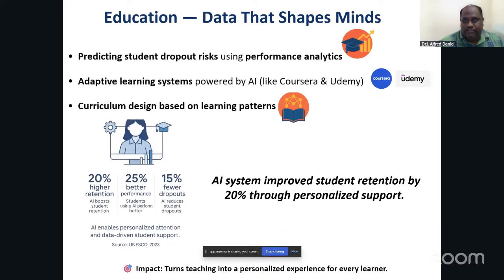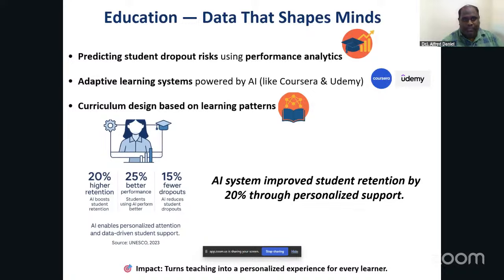Next comes education, the data that shapes minds. Right. This is the analytics from an overseas university, where they predicted students' dropout risk using performance analytics, and they came up with a model. In the upcoming years, student retention was 20 percentage points higher through this performance analytics. Fine. So that is an important aspect. This is from an overseas university.